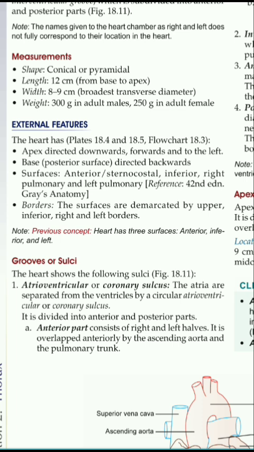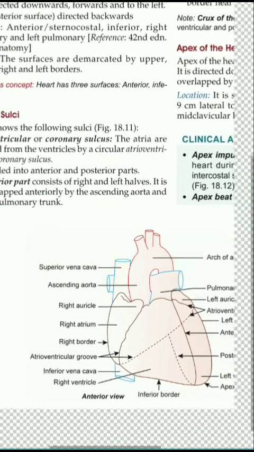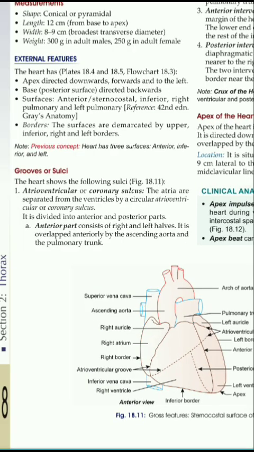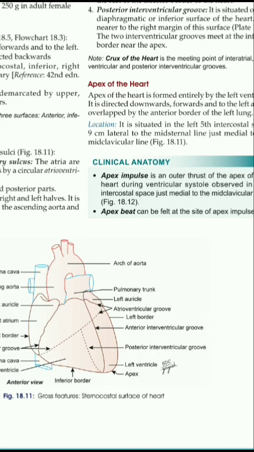The anterior part consists of right and left halves and is overlapped anteriorly by the ascending aorta and the pulmonary trunk. That is our pulmonary trunk, and that is our ascending aorta. That is basically our heart. The small elevation of the atrium is the left auricle. Here we see the atrioventricular groove.